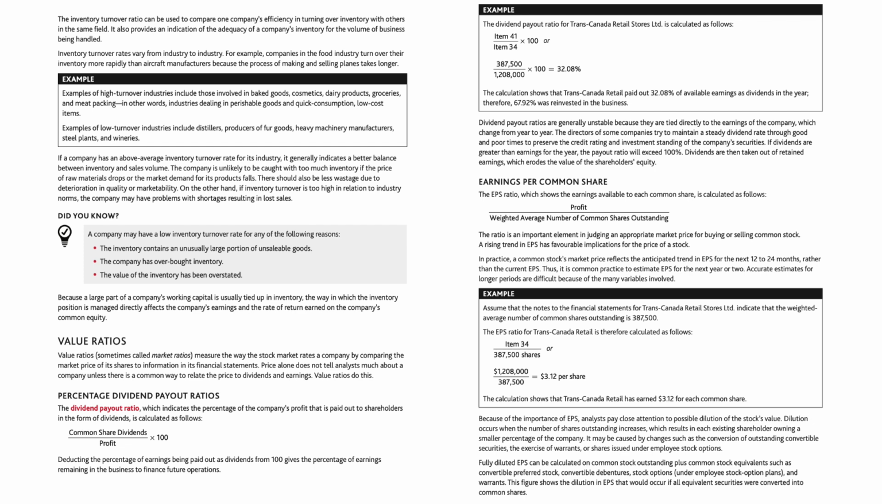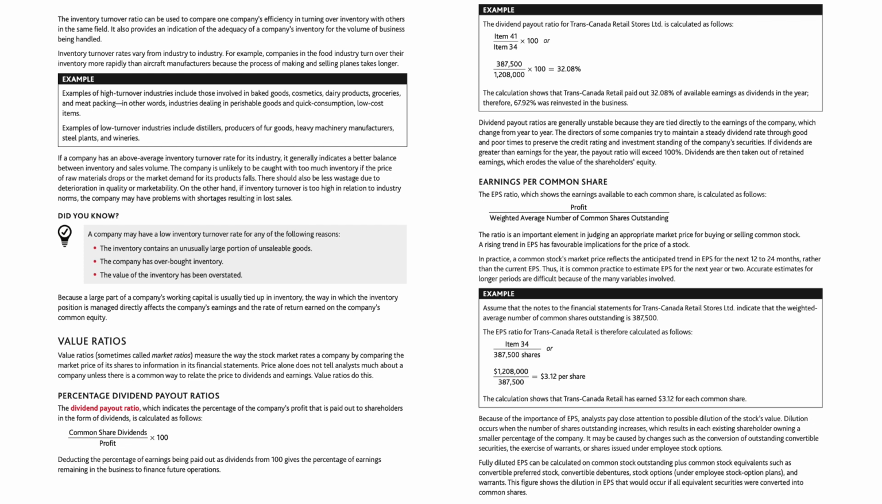In practice, a common stock's market price reflects the anticipated trend in earnings per share for the next 12 to 24 months, rather than the current EPS. Thus, it is common practice to estimate EPS for the next year or two. Accurate estimates for longer periods are difficult because of the many variables involved.